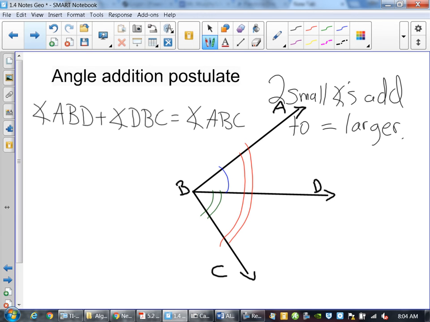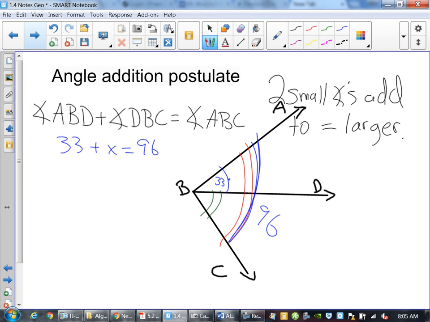So if I said that angle ABD, if this angle here measured 33 degrees and the whole thing was 96, what would you do to figure out what the other angle was? That's all it is. See how it's the exact same thing as segment addition? You're just not going straight, you're turning. That's it. So you could write out 33 plus something is 96, and you get that 1-step equation.